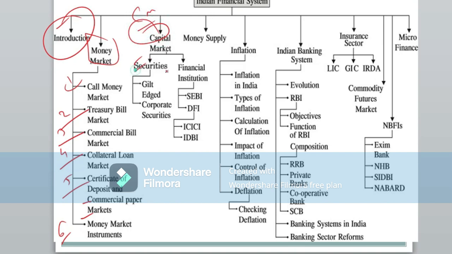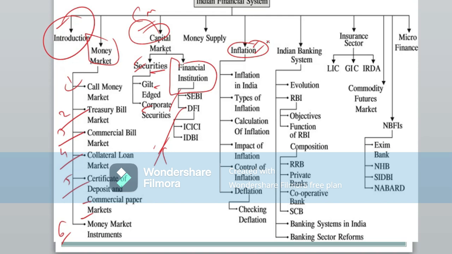ये कौन से market हैं friends? Securities, gilt-edged and corporate securities. Then second is the financial institutions. Under the capital market there are financial institutions which comprise SEBI, IDFI, ICICI, IDBI, FICCI and so on.